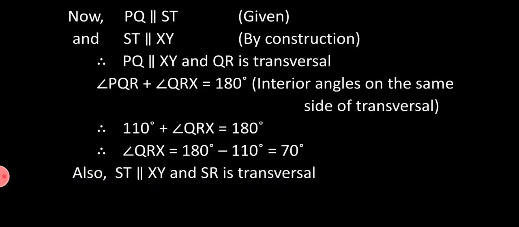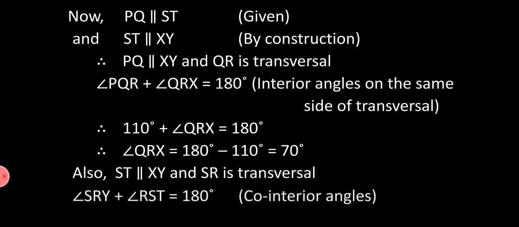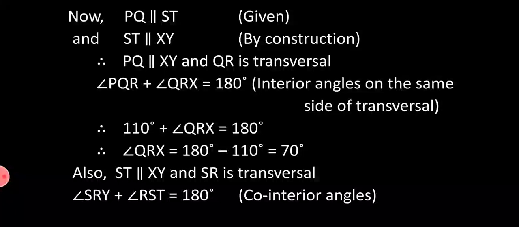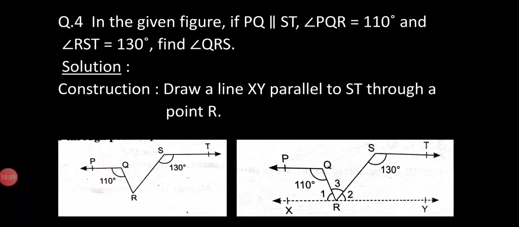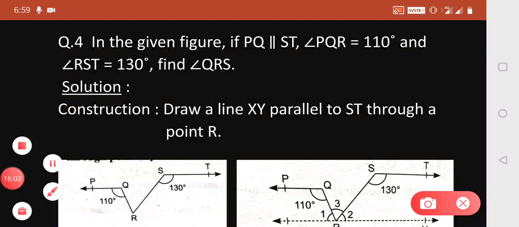Now we take another two lines, that is ST parallel to XY, and we select now SR transversal. So we write ST parallel to XY and SR is transversal. So we get angle SRY plus angle RST equal to 180 degree because they are also interior angles on the same side of transversal, or you can write co-interior angles. Yes, you can see in the figure.